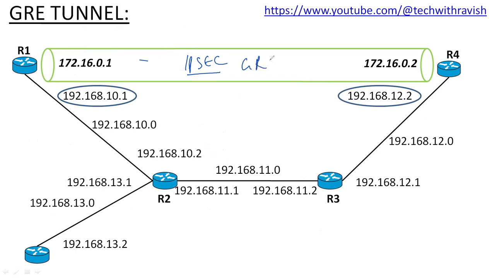IPsec over GRE. For that, in the first step, we are going to configure the GRE tunnel. Then we will apply the IPsec configuration over the GRE tunnel to create a secure encrypted tunnel between the source R1 and the destination R4. The tunnel will have the interfaces 172.16.0.1 and 172.16.0.2. Also, we will configure EIGRP between them.